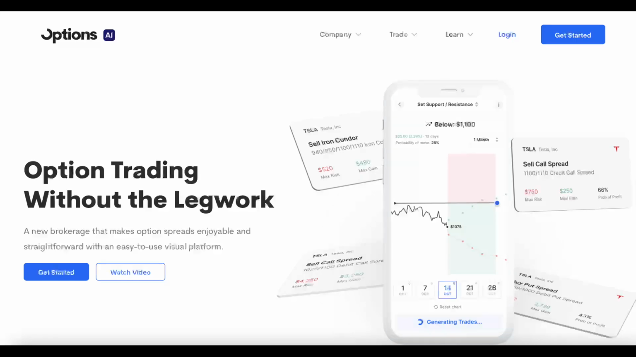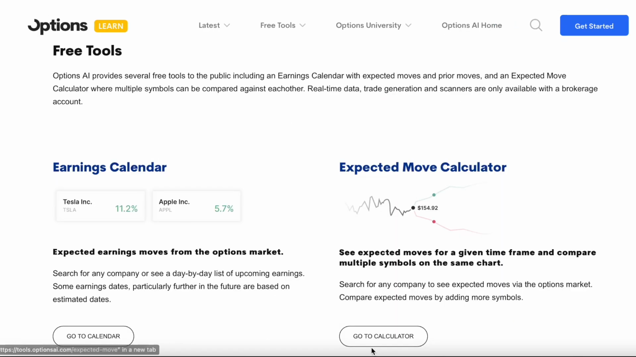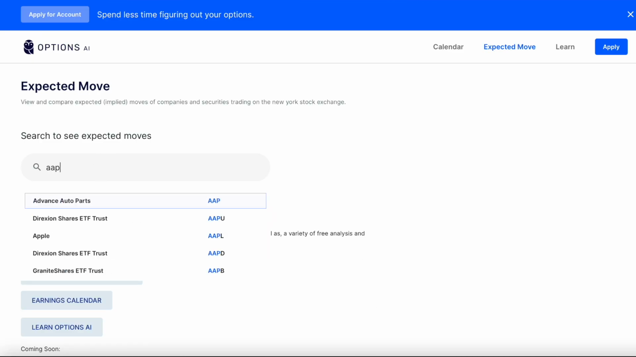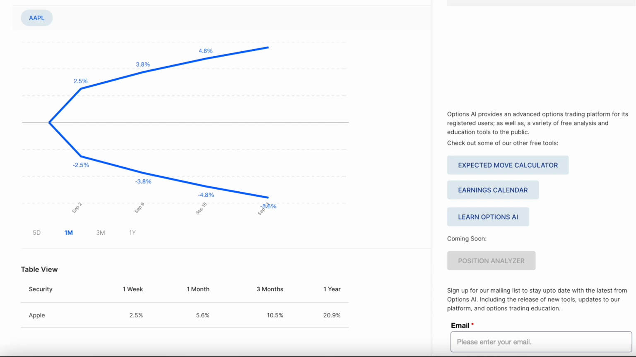Sometimes a stock can just end up trading flat, which brings me to the next important tool, which is going to be Options AI. Options AI has a great tool to where you can calculate the expected move for a stock for any upcoming event. So this can be an earnings report, this can be a product release, whatever kind of big event that would move the stock in a big way.